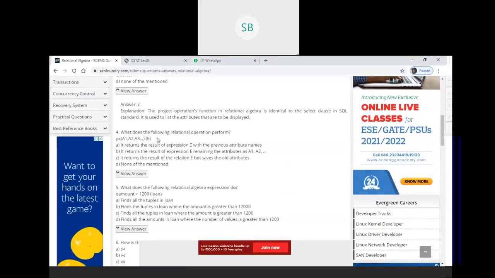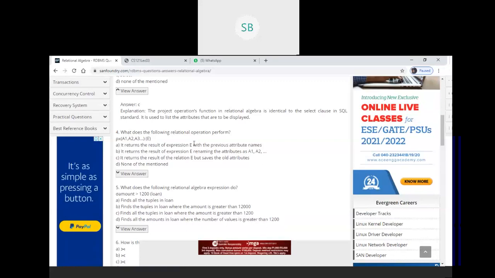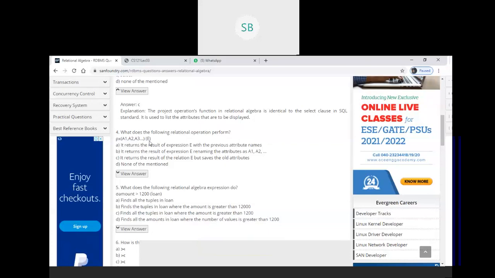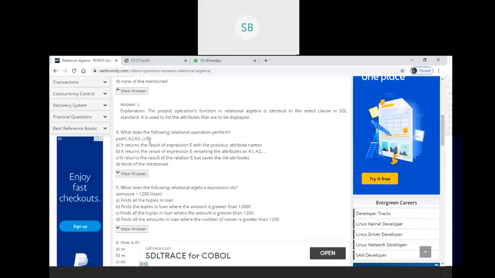Now, what does the following relational operation perform? Rho X, A1, A2, A3 of E. A: It returns the result of expression E with the previous attribute names. B: It returns the expression E, renaming the attributes as A1, A2. C: It returns the result of the relation but saves the old attributes, none of them mentioned.